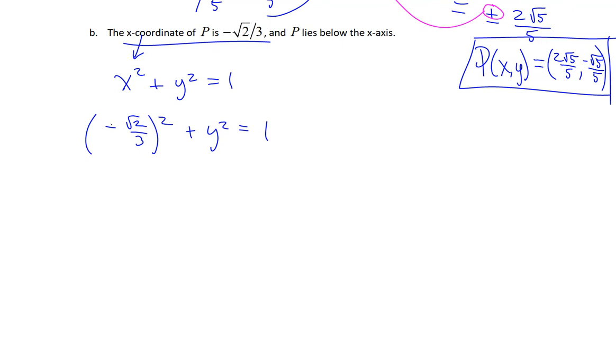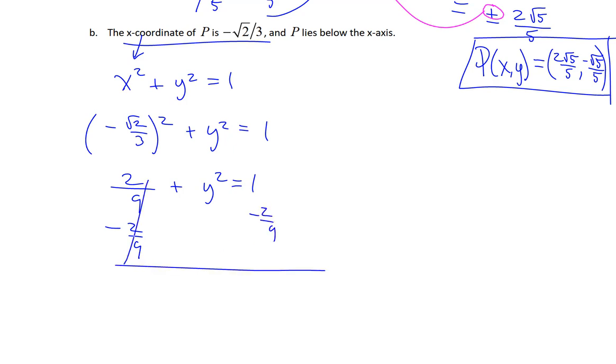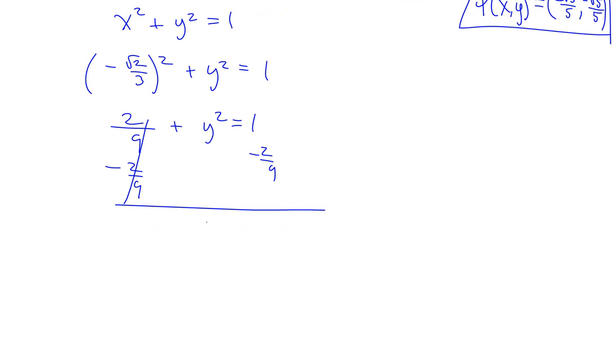So let's simplify a little bit. If I'm squaring the negative square root of 2 over 3, first of all, squaring a negative will be positive. If I square the square root of 2 on top, I'll get just 2. And then if I square the 3 on the bottom, I'll get 9. And then we'll keep this going with plus y squared equals 1. Again, we're trying to solve for y, so we'll subtract 2 9ths from both sides. Those 2 9ths will cancel on the left side, and this will leave us with y squared equals 1 minus 2 9ths.